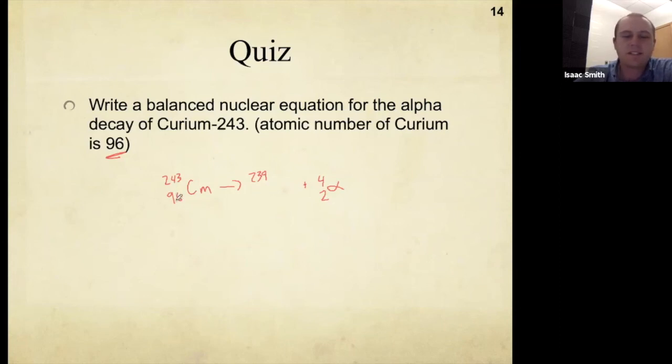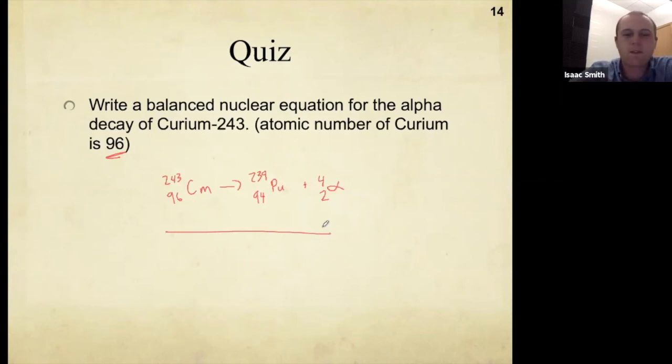And we have 96 protons on the left, and we already have 2 protons on the right from the alpha particle. So we would have the element with 94 protons, which is plutonium. All you really need to know is the symbol, which you could look up on the periodic table, and this would be your answer. So, all right, hopefully that made good sense.